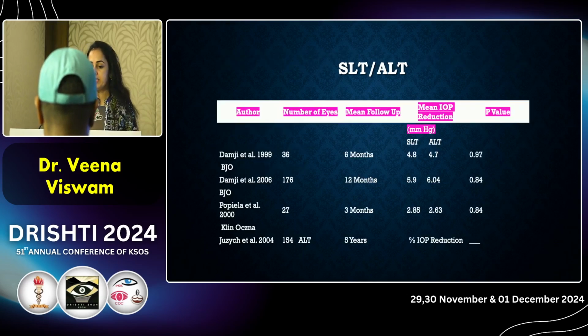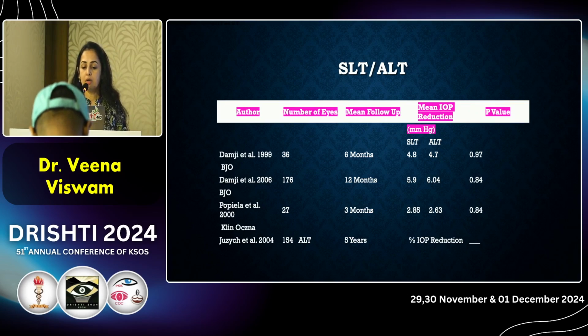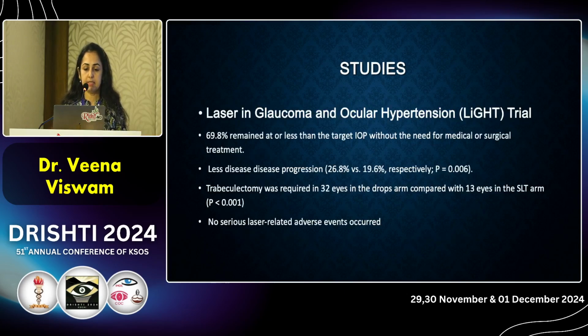Many comparative studies between SLT and ALT have shown similar outcomes. The percentage reduction of IOP is similar in both SLT and ALT in many studies. We also know that in the LiGHT trial, 69.8% of patients remained below the target IOP without the need for medical or surgical treatment, and less disease progression was also noted. Trabeculectomy was required in 32 eyes in the drops arm compared to only 13 eyes in the SLT arm, and no serious laser-related adverse effects were noted.